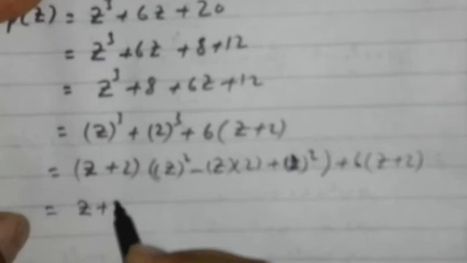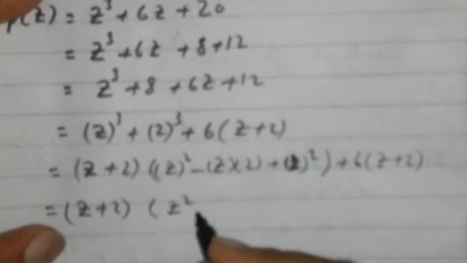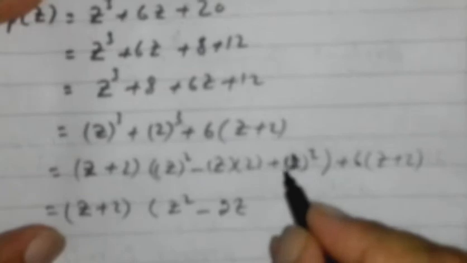Take z plus 2 common. Here and here is z plus 2. So here remains z square minus 2 into z, 2z plus 4 and plus 6. Further we can write it as z plus 2 into z square minus 2z plus 10, 6 plus 4, 10.